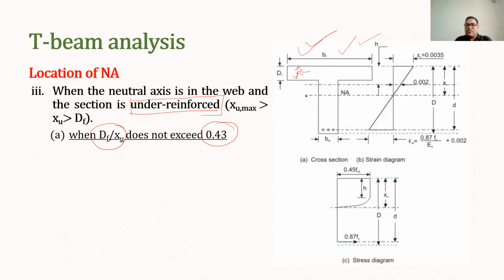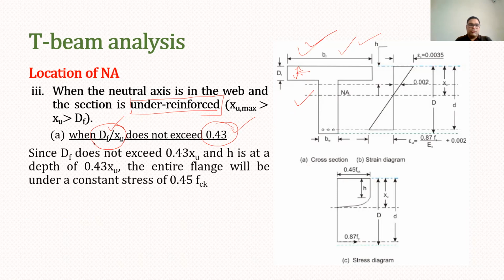The only difference is that in case 2A, it was a balanced section. In case of 3A, it is an under reinforced section, which means we have to compare Df by Xu ratio. So if it is less than 0.43, it will be exactly similar to case 2A. So the same I have written here: since Df does not exceed 0.43 Xu and is at a depth of 0.43 Xu, the entire flange will be under a constant stress of 0.45 fck. That is what I am saying.